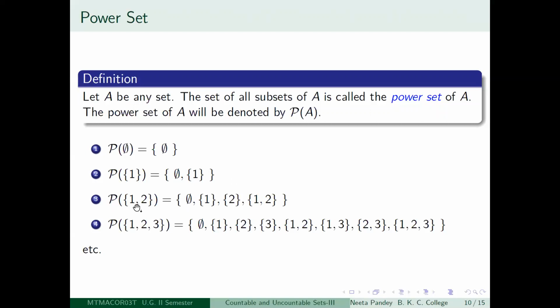Next, you look at the set {1, 2}, for example. Let us do two more, then we'll get the pattern. So if you look at the set containing two elements 1 and 2, then what are its subsets? There is one subset which has no elements, that is the empty set. There are two subsets which will contain exactly one element of the set {1, 2}, right?